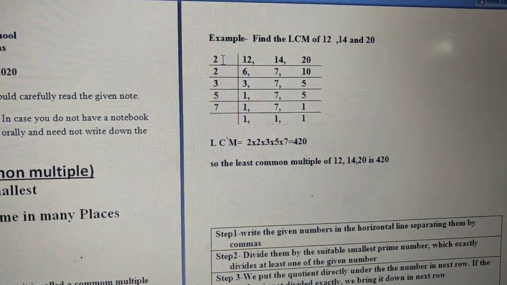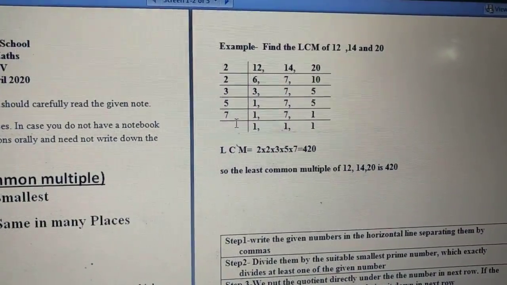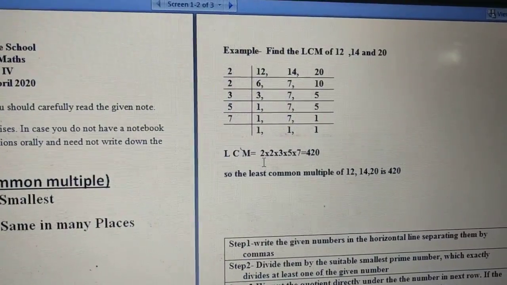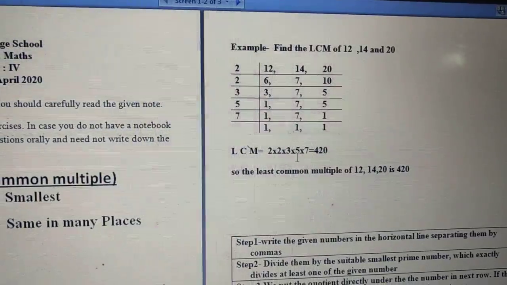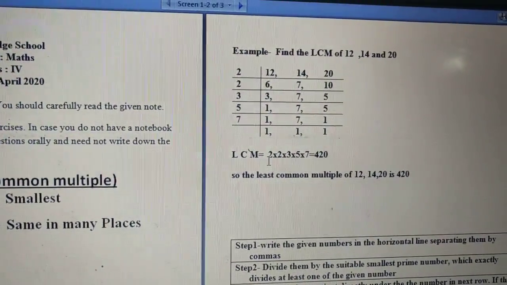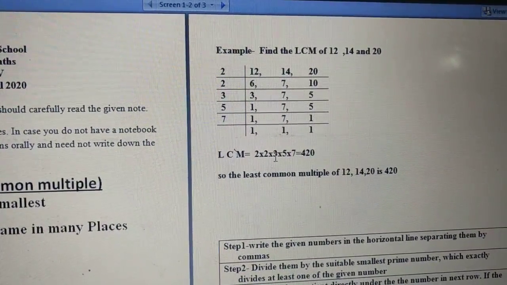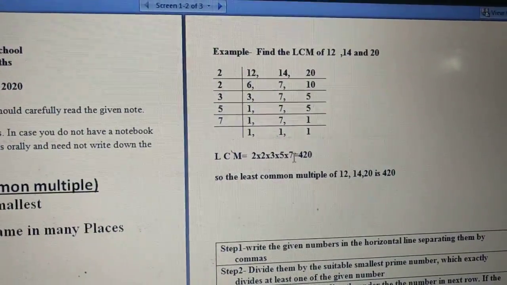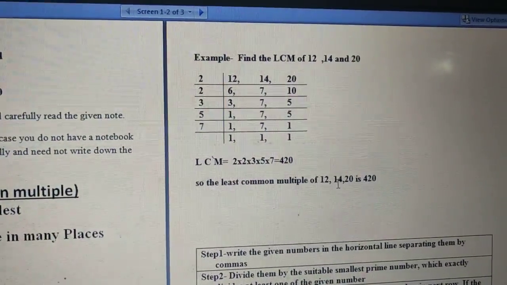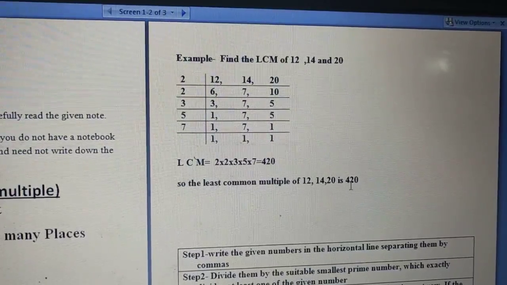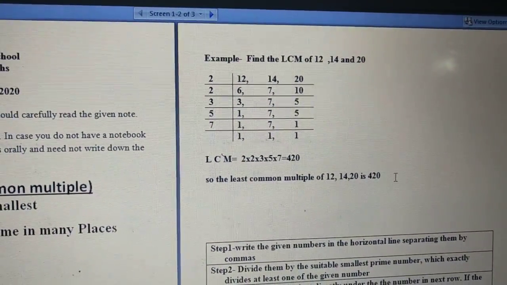See, we got the prime factors here: 2 into 2 into 3 into 5 into 7. All these numbers we are multiplying here. 2 multiplied by 2 multiplied by 3 multiplied by 5 multiplied by 7. So we'll read the table. 2 twos are 4. Now 4 threes are 12. 12 fives are 60. 60 sevens are 420. So the least common multiple of 12, 14 and 20 is 420. This is the answer. I hope you all understand LCM. Thank you.